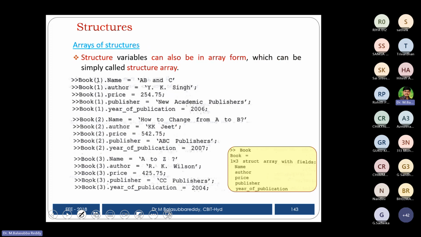Now we can see I want to add the different books as well. Book of one dot name. Meaning book one, we have to give all the fields. What are the fields? I need name, author, price, publisher, year of publisher. Then book two, you can enter the fields again. Book three, you can enter it. So like that, you can keep on entering any number of books with these fields.